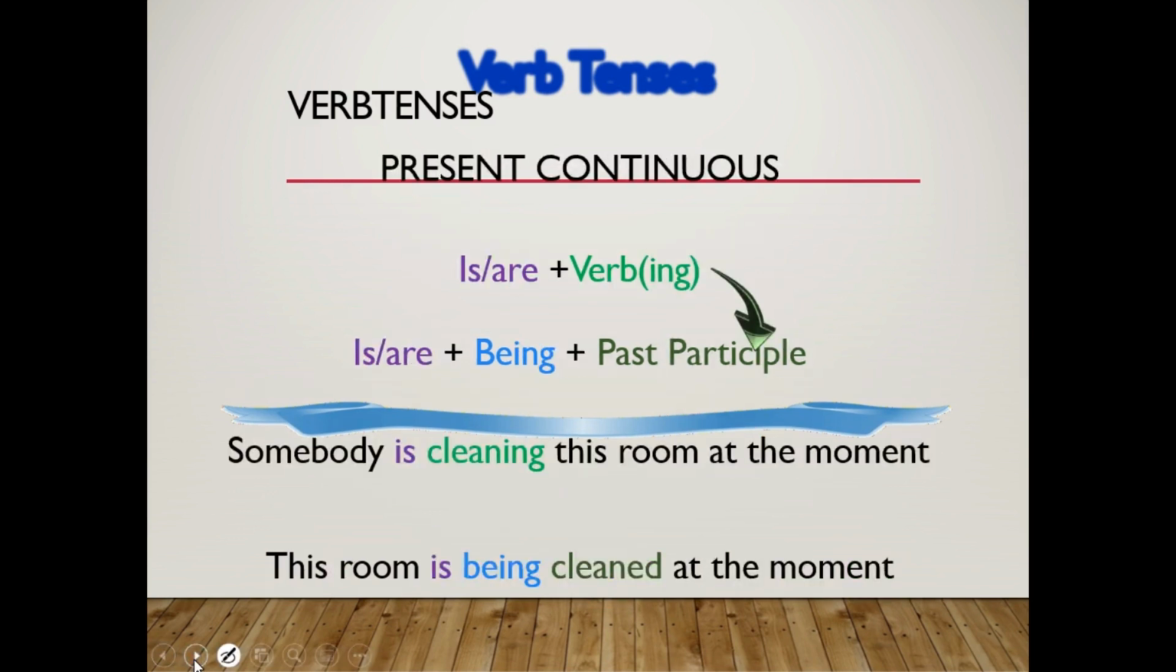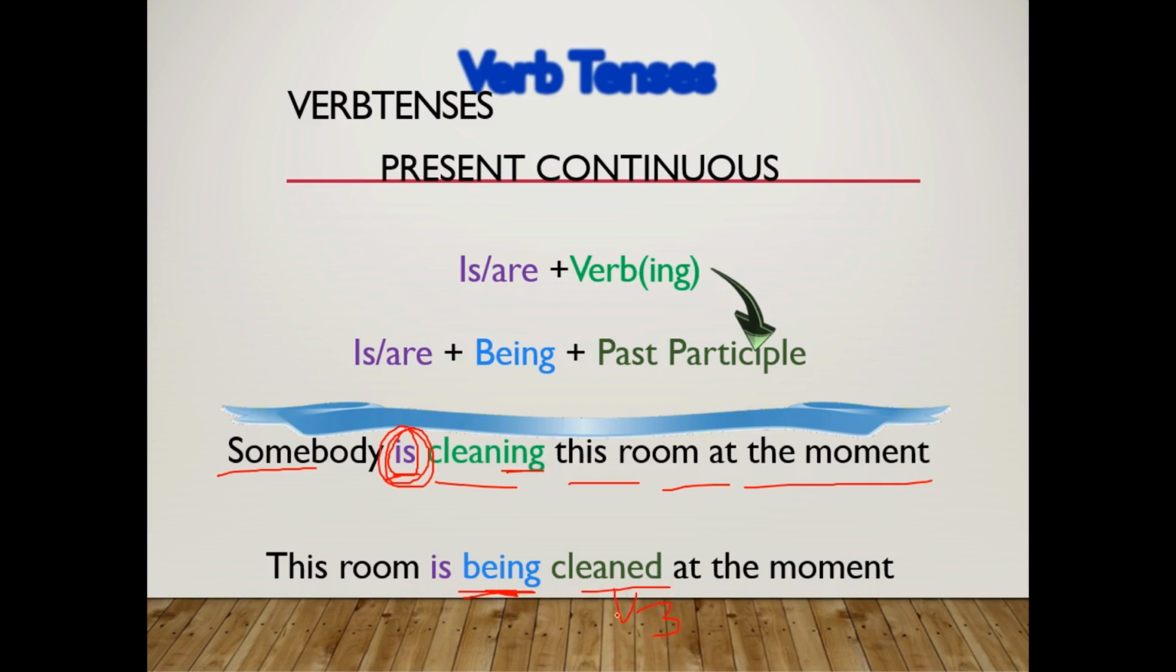Present continuous. You know the characteristic is using verb ing, right? Before verb ing, there is be: is, am, are. This is the active. In the passive, is, are, or am is followed by being plus the past participle. Example: somebody is cleaning this room at the moment. If you change it, you have to follow with being. Once again, in the active there is be plus verb ing. In the passive, there is be plus being plus verb 3.